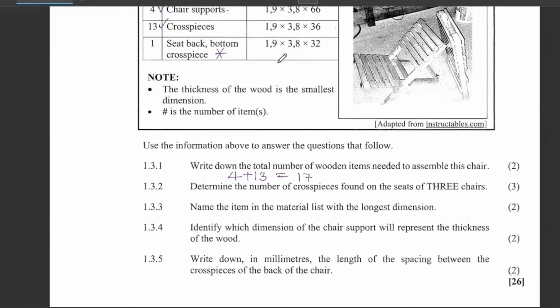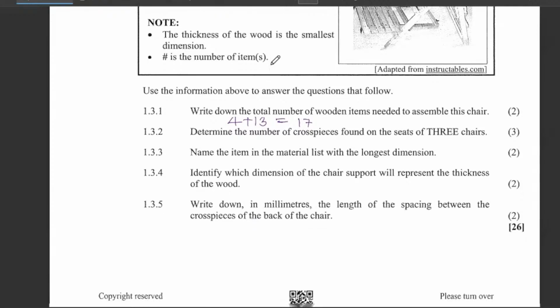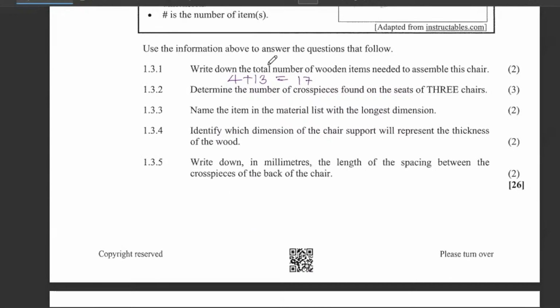Okay, we're continuing. Determine the number of cross pieces found on the seat of the three chairs. We are looking at the cross pieces. If there are 13 on one, what about the 3? We shall multiply and get 39. Someone else would have done this differently and still get the same answer.